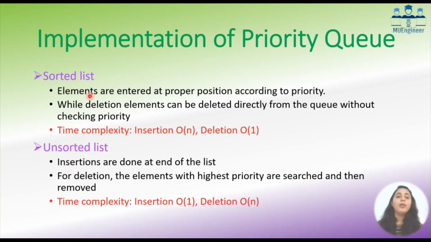अभी दो टाइप क्यू है. देखो, सॉर्टेड लिस्ट मतलब क्या? सॉर्टेड है मतलब उसका सीक्वेंस प्रॉपरली अरेंज्ड है, असेंडिंग ऑर्डर या फिर डिसेंडिंग ऑर्डर. ओके, सो एलिमेंट्स आर अरेंज एट प्रॉपर पोजीशन अकॉर्डिंग टू प्रायोरिटी.